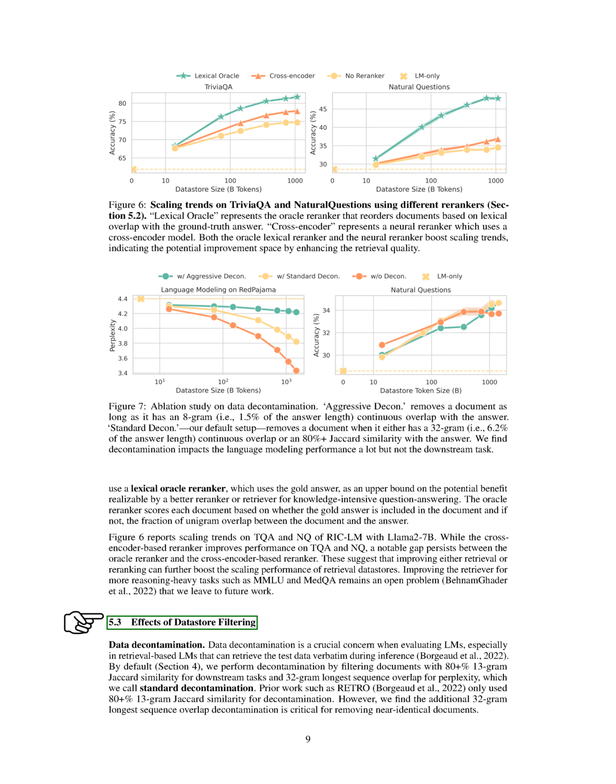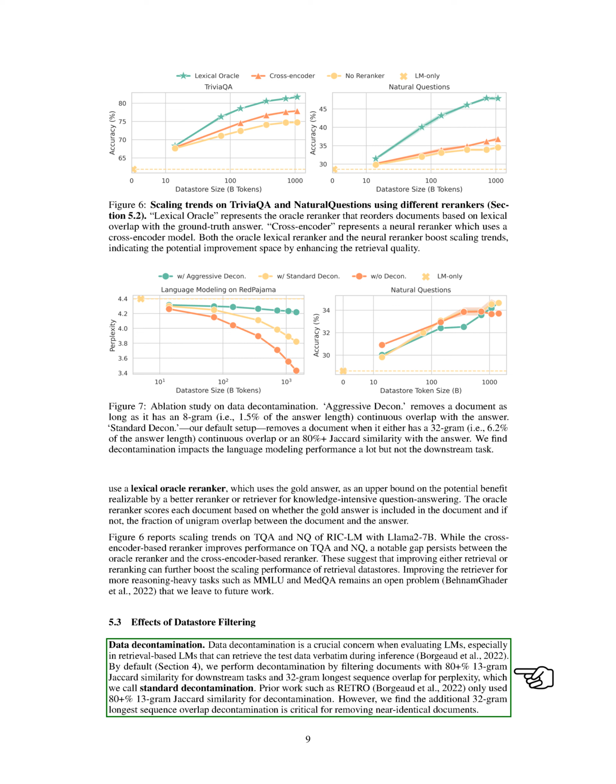Section: Effects of Datastore Filtering. In this section, we address the effects of datastore filtering, focusing on data decontamination. Data decontamination is essential when we evaluate language models, LMs, particularly retrieval-based LMs that might pull test data directly during inference. By default, we implement decontamination by filtering out documents that have an 80% or higher similarity based on 13-grams for downstream tasks and a 32-gram longest sequence overlap for perplexity, which we refer to as standard decontamination.